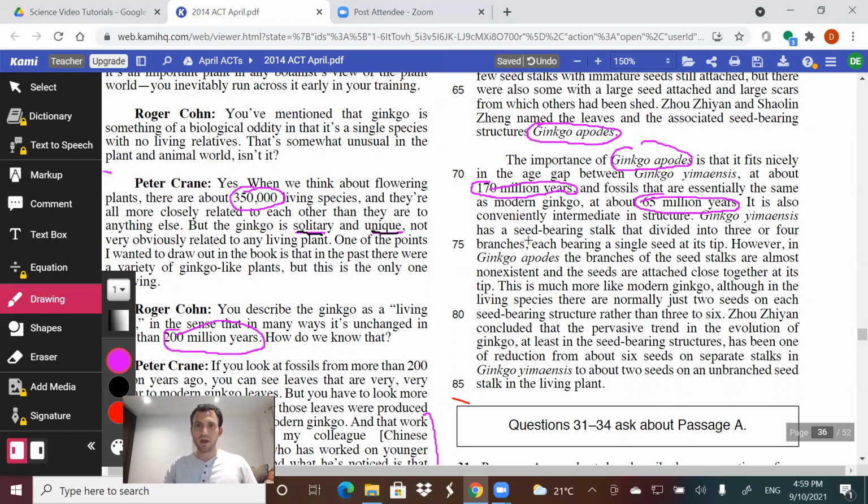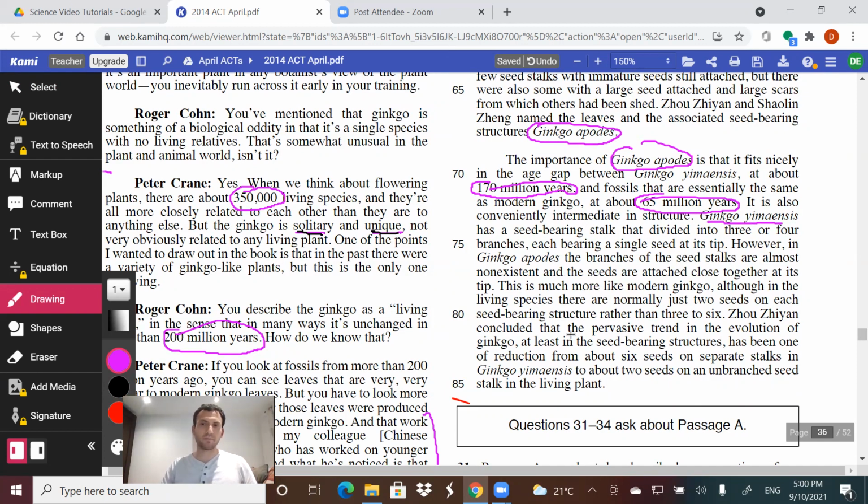Ginkgo geminis has a seed-bearing stalk that divided into 3 or 4 branches, each bearing a single seed at its tip. However, in ginkgo apodus, the branches of the seed stalk are almost non-existent, and the seeds are attached closer together at its tip. Okay, so the ancient one essentially has multiple branches with the seeds, and then this one pretty much just has one branch with seeds.